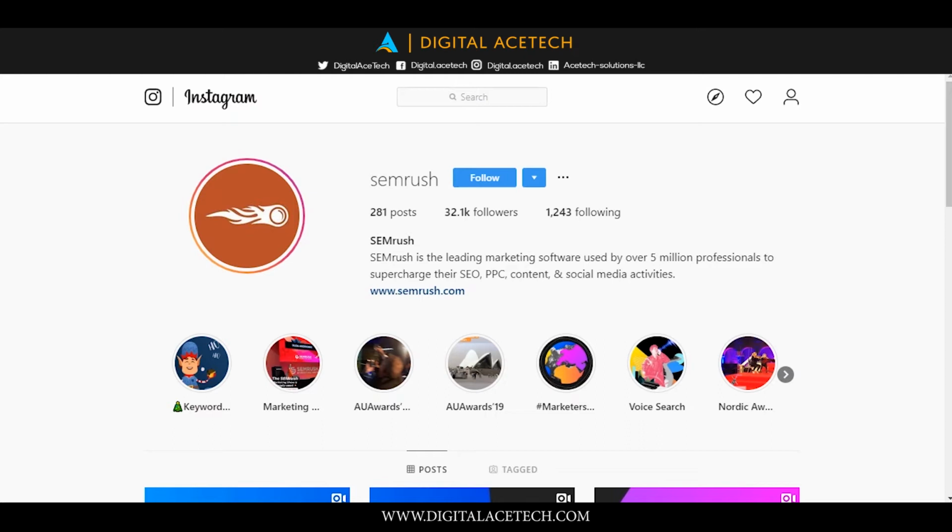They're telling about their services, and also they've included some positive adjectives like leading marketing software used by over 5 million professionals to supercharge their SEO, PPC content, and social media activities. It is a direct proof of their brand's authenticity. And below that, they have included the link to their website, and this is their call to action.